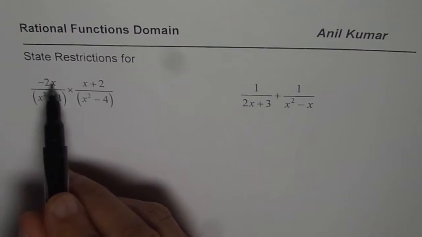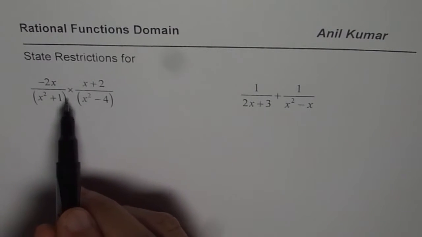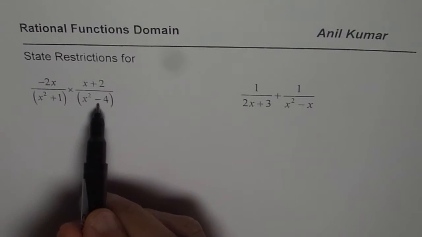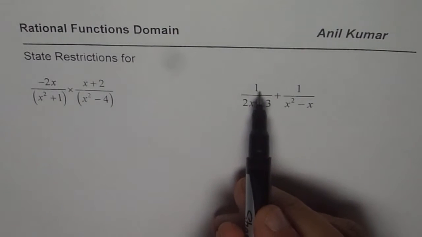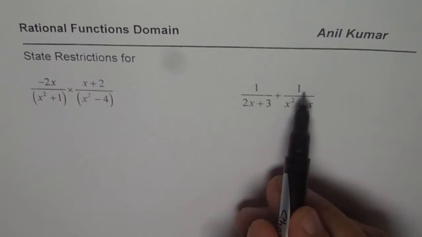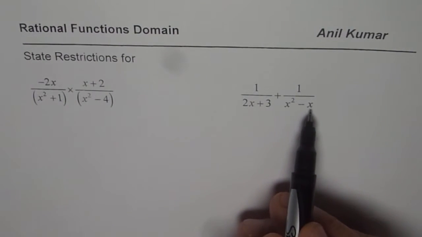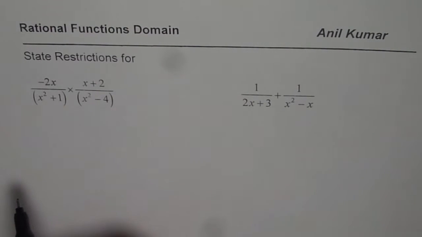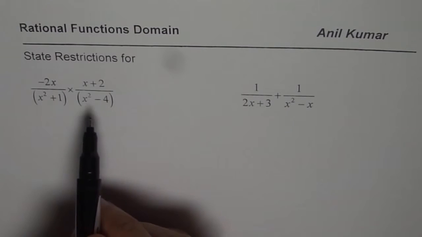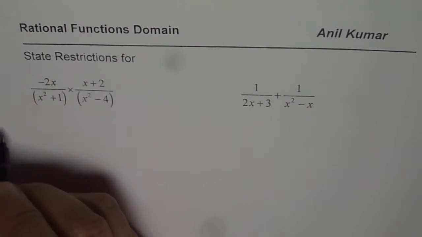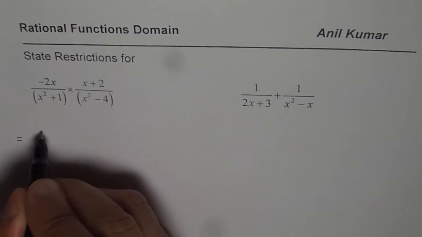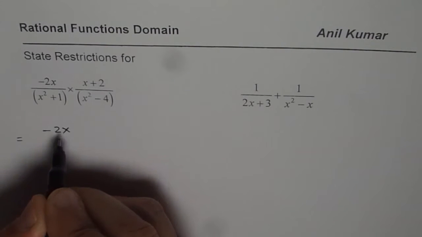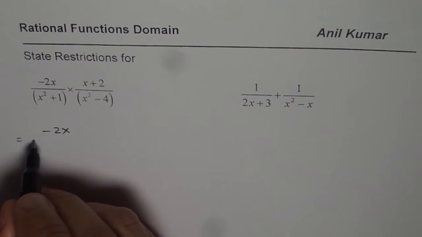The first one is minus 2x over x squared plus 1 times x plus 2 over x squared minus 4. The second one is 1 over 2x plus 3 plus 1 over x squared minus x. It is a good practice to factor the denominator, then it becomes very clear what the restrictions are. So let me factor this. I'm not simplifying, I'm just factoring the denominator, since the denominator should not be 0.